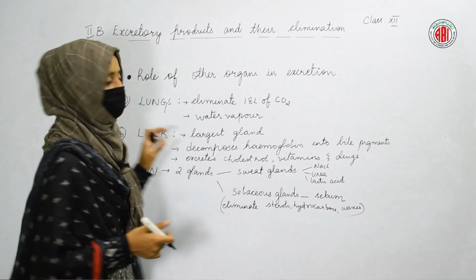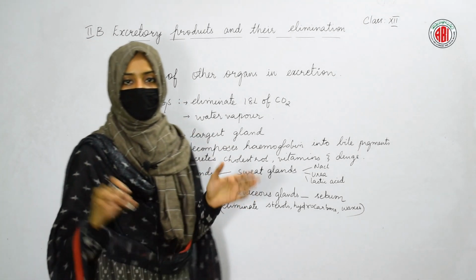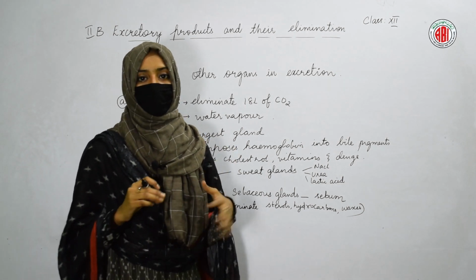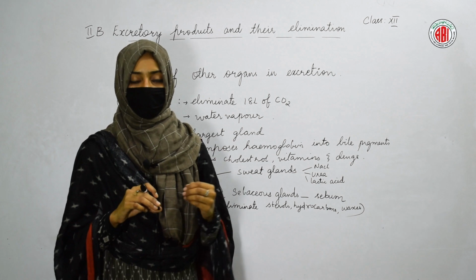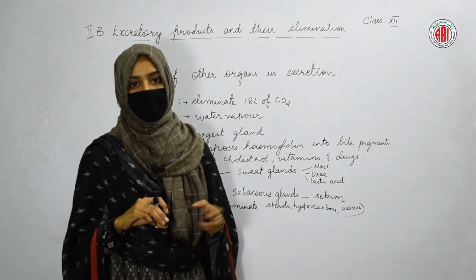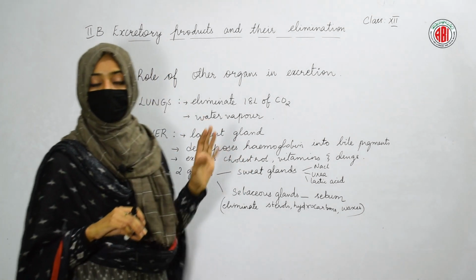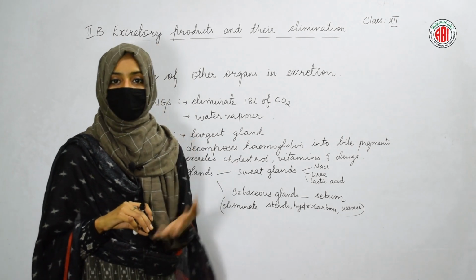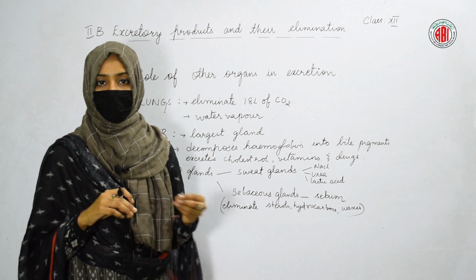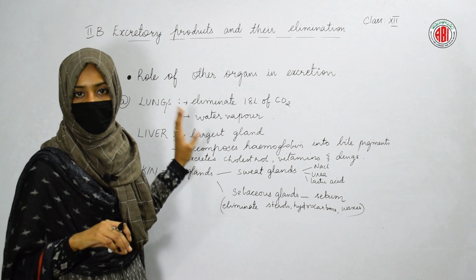Now let us move to the next topic, which is the role of other organs in excretion. We have seen that kidneys are the primary excretory organs that carry out the process of excretion. Not only kidneys, there are some other body parts involved in the elimination of waste material. Those organs are lungs, liver and skin. Lungs, liver and skin are the accessory excretory organs that also help in the elimination of waste out of our body. What type of waste can be eliminated by these organs?